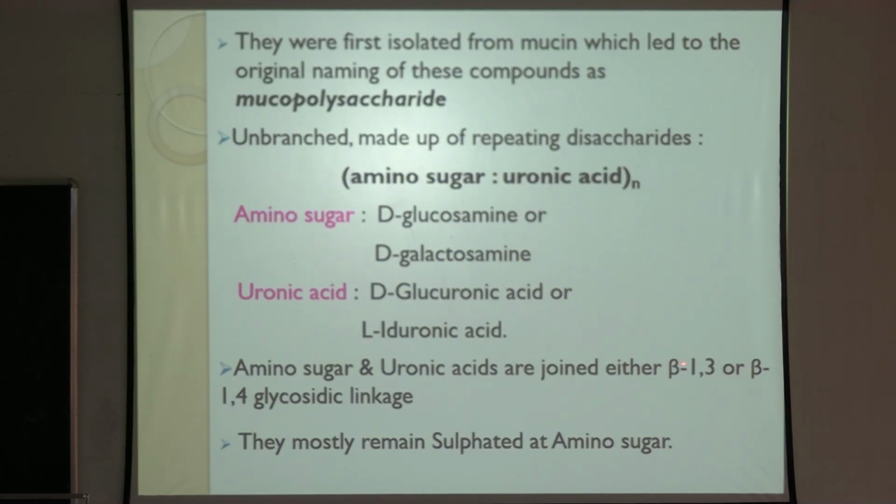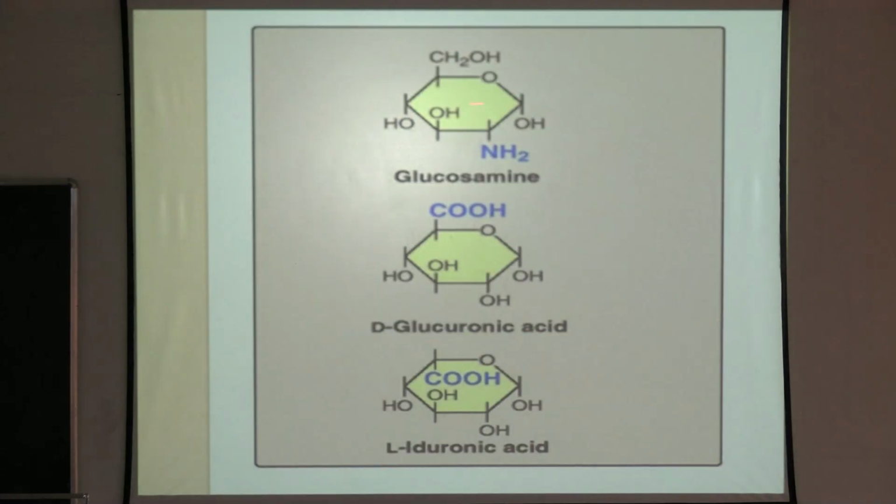And they are joined by beta 1,3 or beta 1,4 glycosidic bonds. Here, if one amino sugar and uronic acid are connected by beta 1,3, the next one will be connected by beta 1,4, and thus alternate bonding happens. And the amino sugars, glucosamine or galactosamine, remain in sulfated form. Next. Here are the structures of glucosamine.